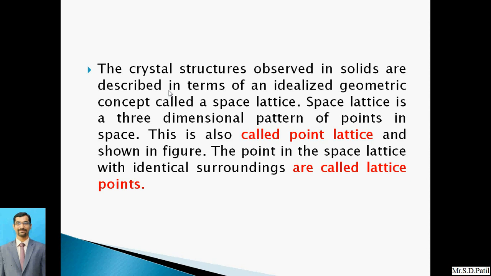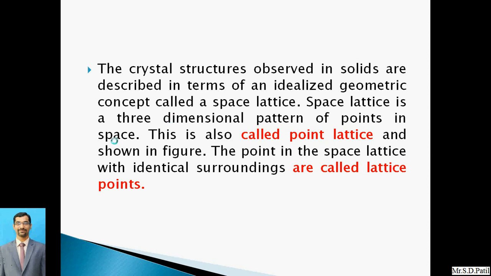You just try to imagine that in the space when we are having the three-dimensional pattern. Now you are imagining the space. So in that particular space, when the three-dimensional pattern is there, three-dimensional in the sense I have explained already, it is the x, y and z direction. So the three-dimensional pattern of points in the space is called a space lattice. This is also called a point lattice. So space lattice or point lattice, it is similar, and it is shown in the figure.